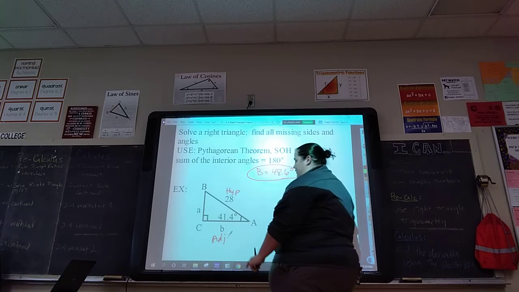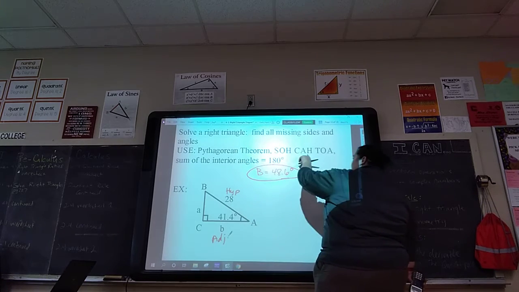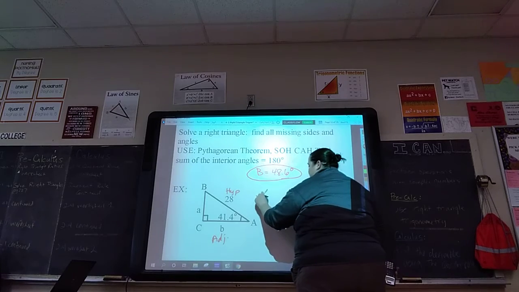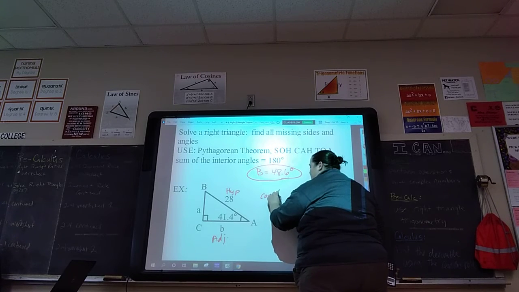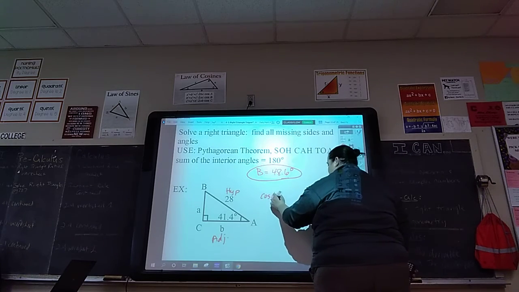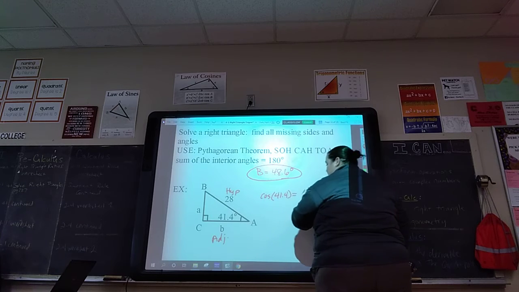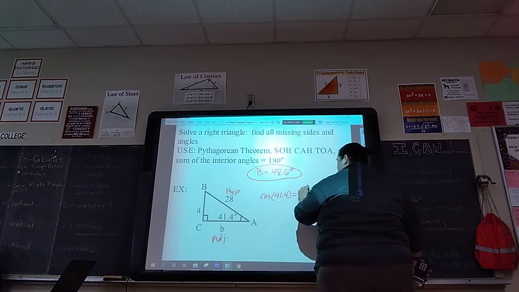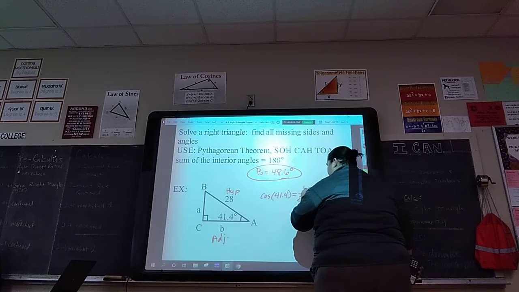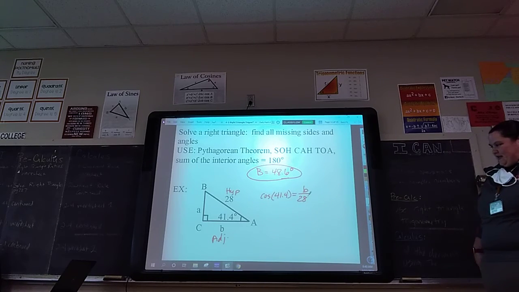Cosine. Yep, because if we know the hypotenuse and we're looking for the adjacent, cosine is the way we want to go. So I'm going to use cosine of 41.4 equals adjacent over hypotenuse. Well, that's nice because the number's on the bottom. Usually when the letter's on the bottom, it takes an extra step.